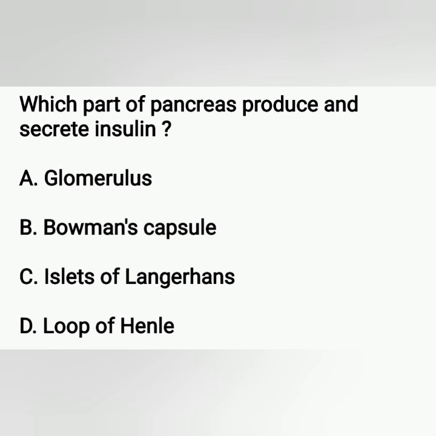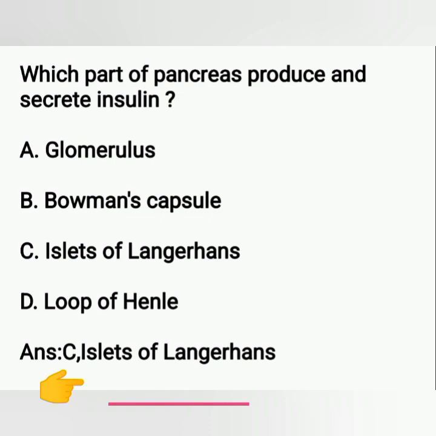First question, which part of pancreas produces and secretes insulin? Options: option A glomerulus, option B Bowman's capsule, option C islets of Langerhans, option D loop of Henle. Here, glomerulus, Bowman's capsule and loop of Henle are all parts of the kidney. They are not parts of the pancreas. So here the correct answer is option C, islets of Langerhans.